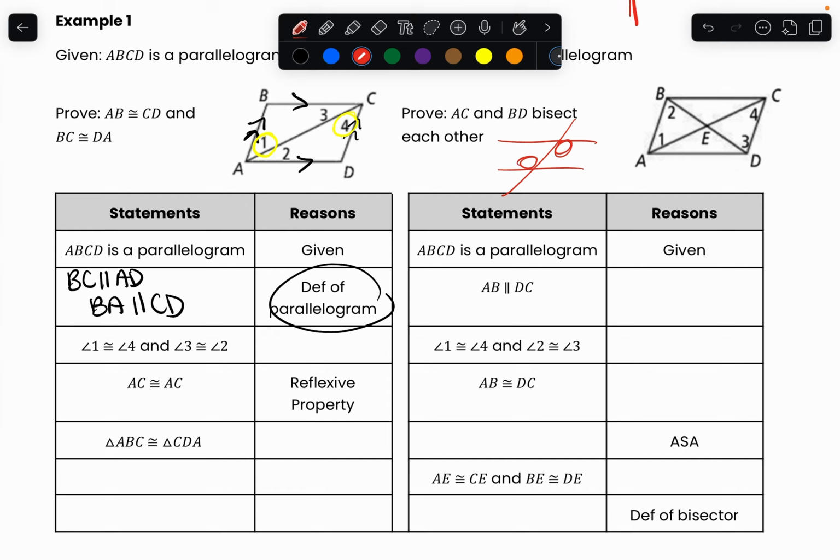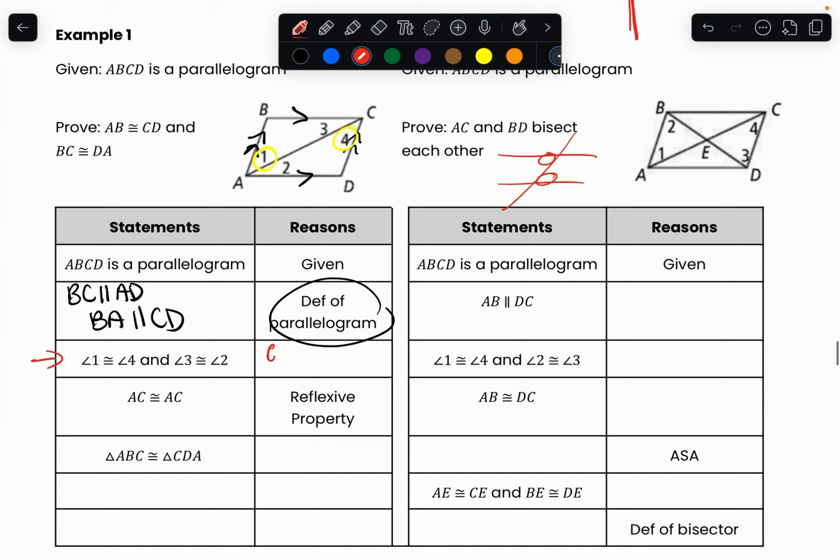Same thing with 3 and 2. If we have an angle here and an angle here, that's also alternate interior angles. So therefore, we can claim that this statement is true by the alternate interior angle theorem. Okay, so we got this.